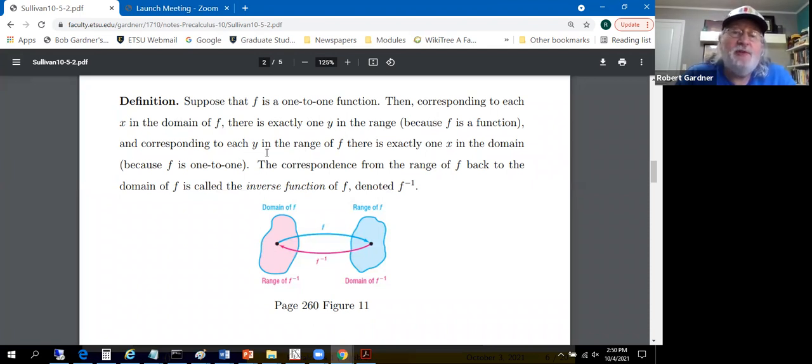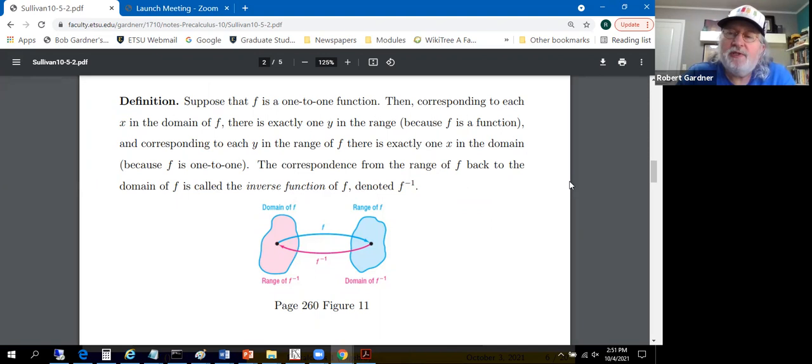And corresponding to each y in the range of f, there's exactly one x in the domain. Each y is the result of a single x value. Each y in the range results from only one x in the domain. That's the one-to-oneness property. The correspondence from the range of f back to the domain of f is called the inverse function of f, denoted as this and read f inverse.